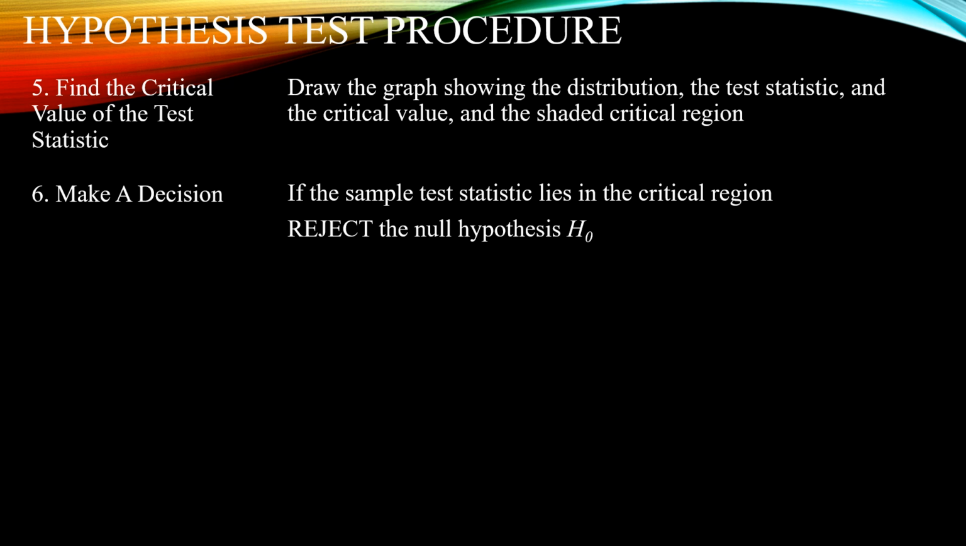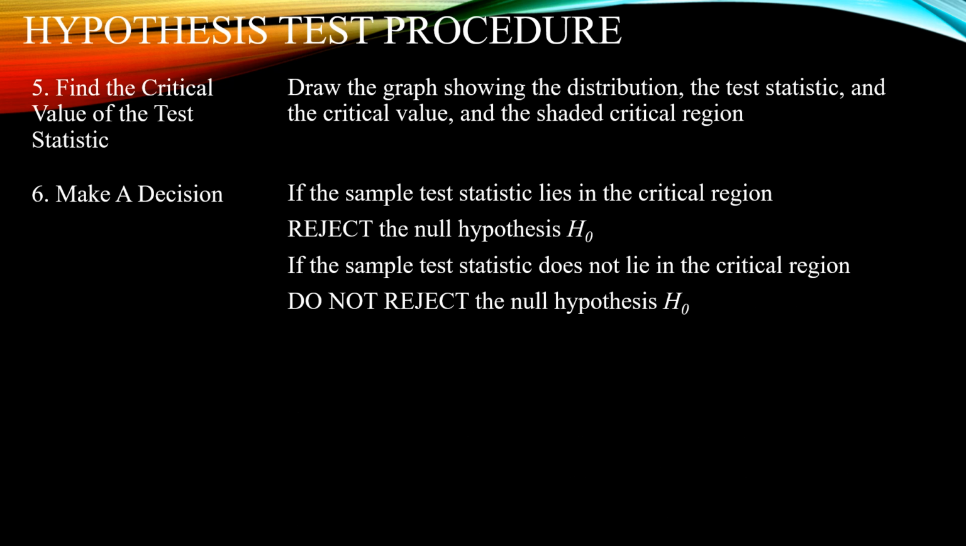So if the test statistic lies in the critical region, you're going to reject the null hypothesis. If it doesn't lie in the critical region, meaning it's between the two limits, that is in accordance with, or not significantly different from, the null hypothesis, you cannot reject the null hypothesis. And so those are the only two possibilities. You either reject the null hypothesis or you don't reject the null hypothesis based on where the sample lies in your distribution. Okay, now you have to write a conclusion.